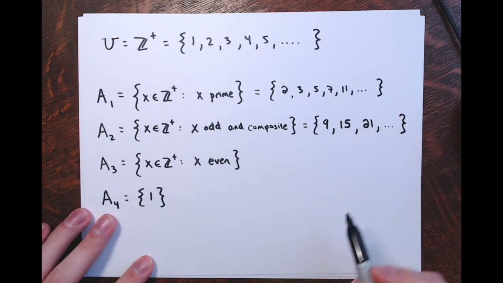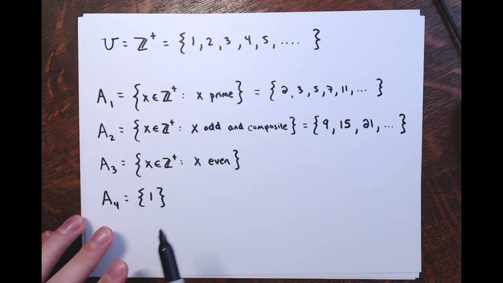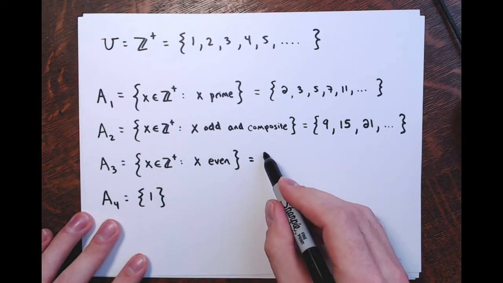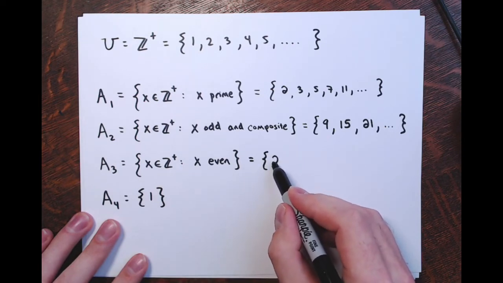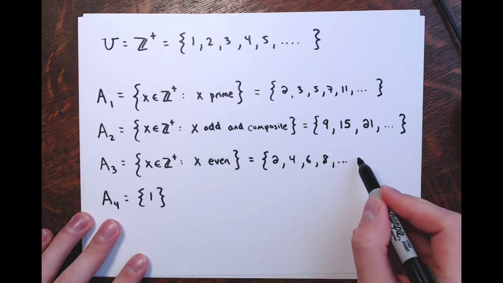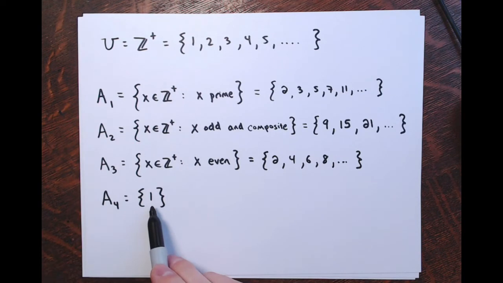A3 is all the integers that are even. All the positive integers, so positive integers only. So let's start with 2. 2 is even, and 4, and 6, and 8, and so on. And the last set, A4 here, is just the set with the number 1 in it.